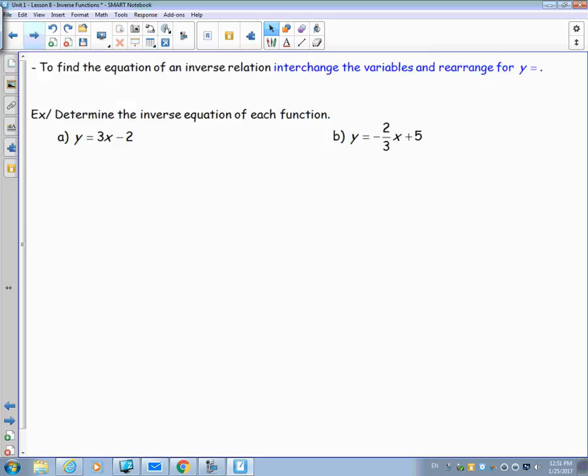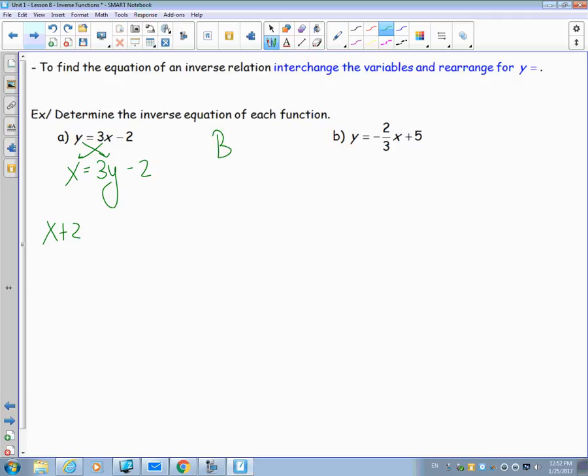Okay, let's talk about the equations. To find an inverse equation, we need to start off by doing the same thing we've been doing. That is, swapping x for y. Once we've done that, we need to rearrange and get y by itself again, so we can do the operations. Okay, so I'm going to make my x my y, my y my x. I just swapped the order, okay? Now I want to get y by itself again. So I'm going to undo BEDMAS.